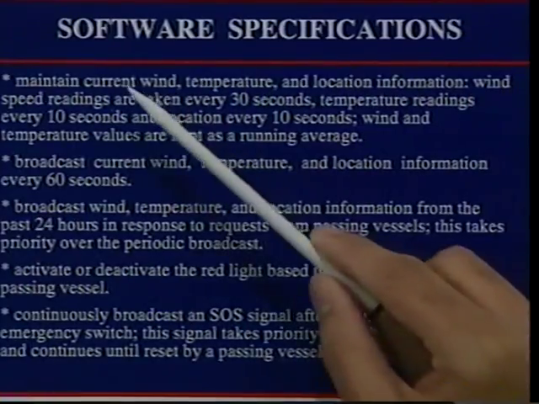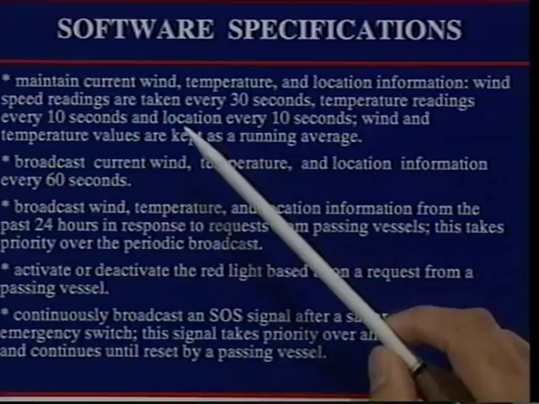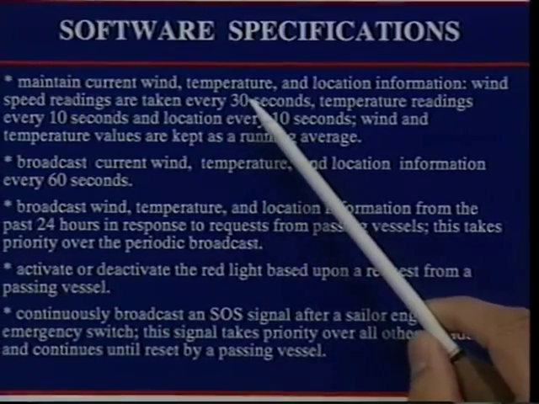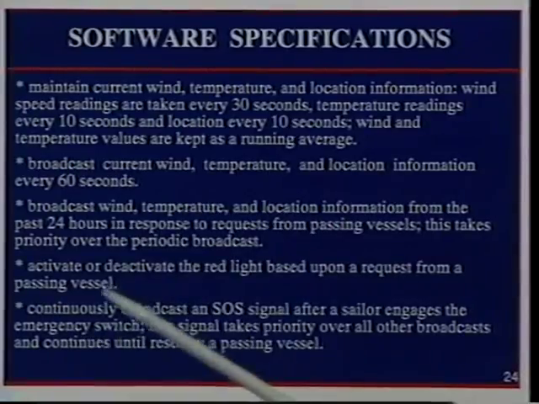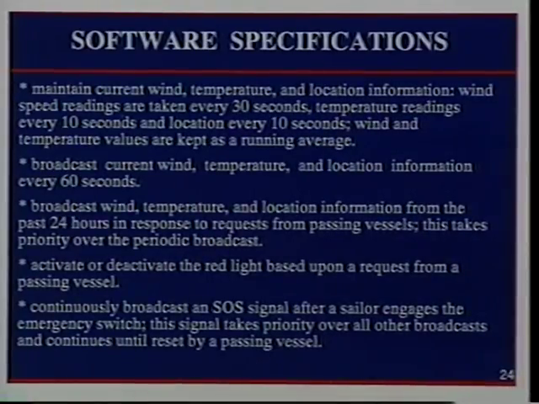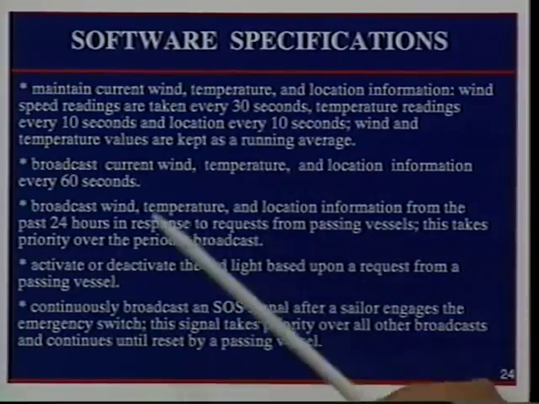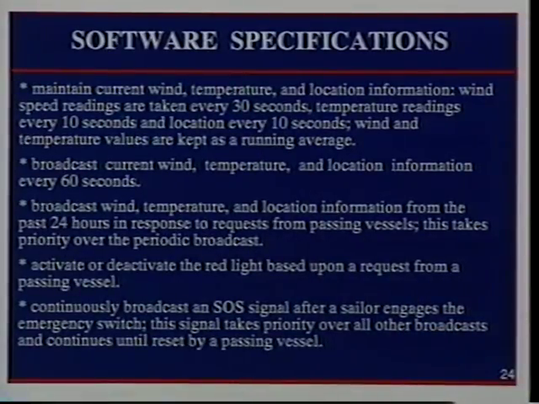We have to maintain the current wind speed, current air temperature, current water temperature, and location information. The wind speed readings are taken every 30 seconds. The temperature readings, that is the temperature of the air and the temperature of the water, are taken every 10 seconds. Keep that in mind: the wind speed readings are taken every 30 seconds, and the temperature readings are taken every 10 seconds. Even the location information is taken every 10 seconds.